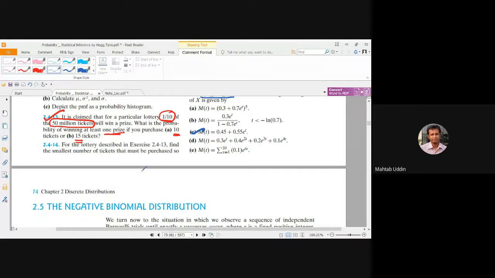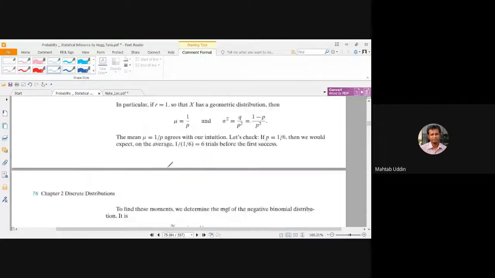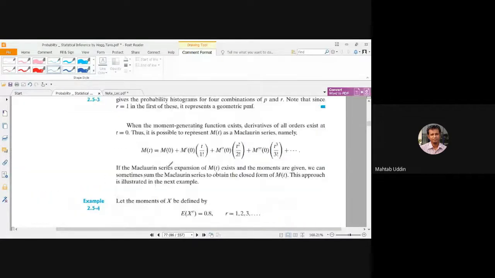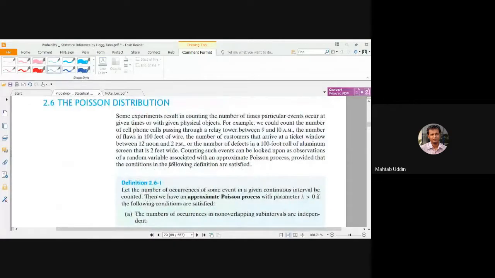It's a good point. Okay, we are going to chapter 2.6, the last chapter of discrete distributions. This is the Poisson distribution. Poisson distribution is very connected to real life.